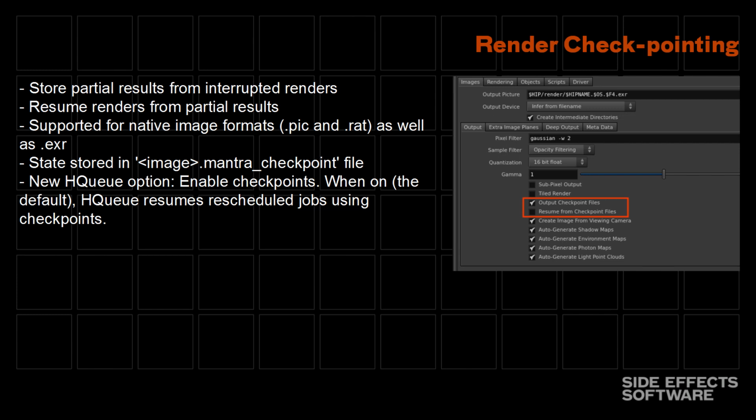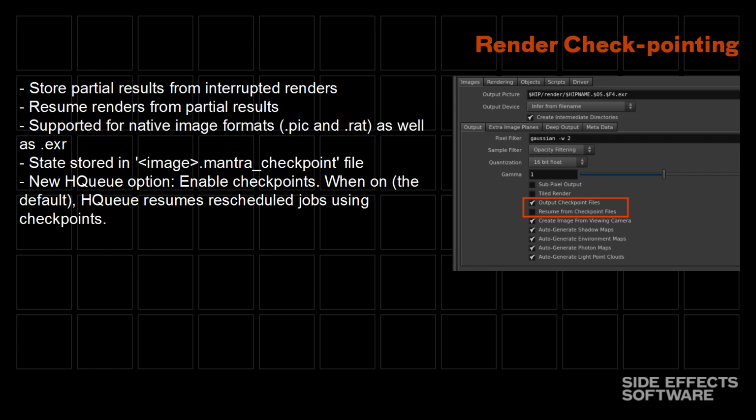The render checkpointing is supported for native image formats within Houdini, which includes PIC and RAT textures, as well as for the OpenEXR image type. So what you'll notice in your renders now by default, and you'll find this in the rendering tab under output, is a toggle for output checkpoint files. By default, Mantra will always be rendering these for you, and they're stored alongside your image. So you'll have your image name .mantra checkpoint file. And those files are what is used to restore the state.